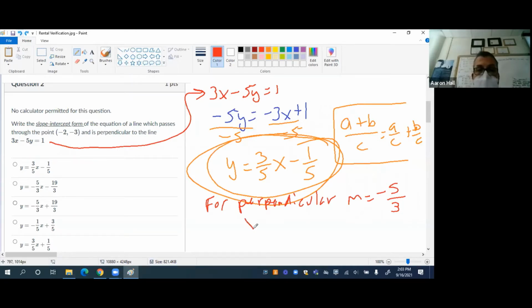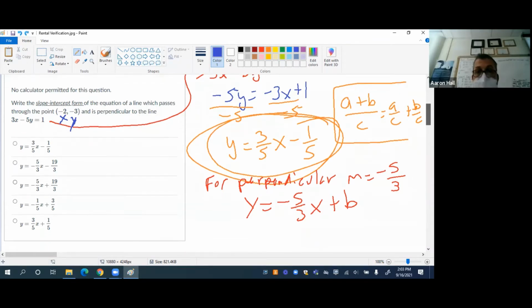Right now we have y equals negative 5/3 x plus b, right? What am I missing? Yeah, how do I find that? Well, we already have an x and a y, right? What if I plug those x's and y's over here and solve for b? How do you feel about that, Emerson?